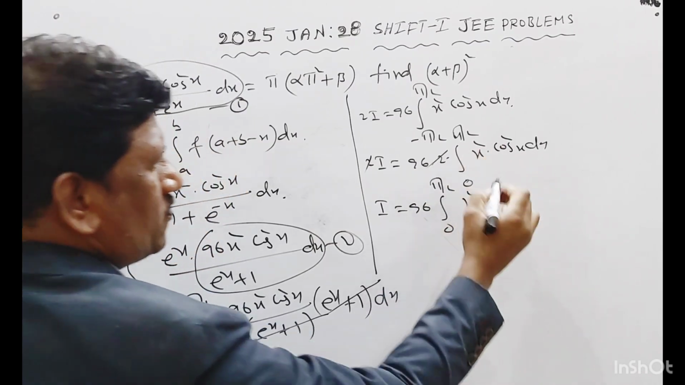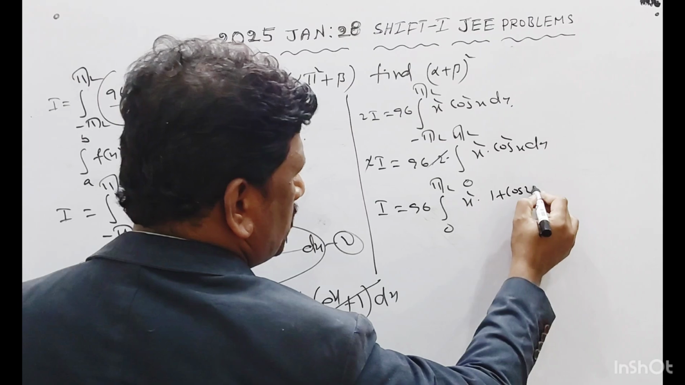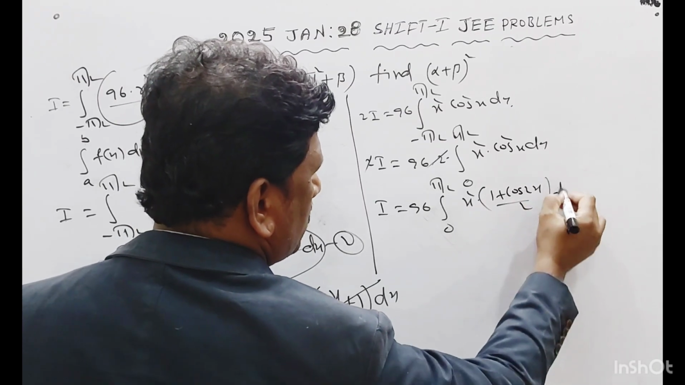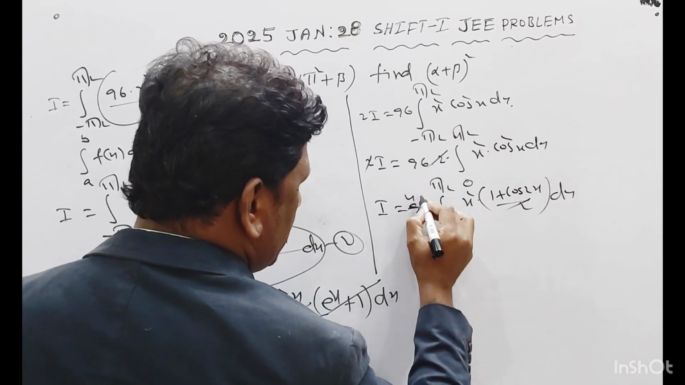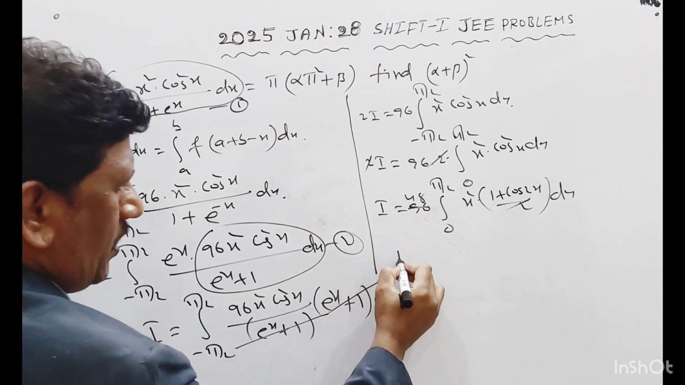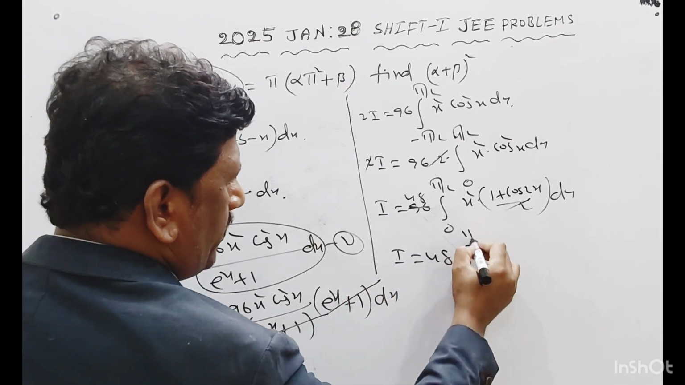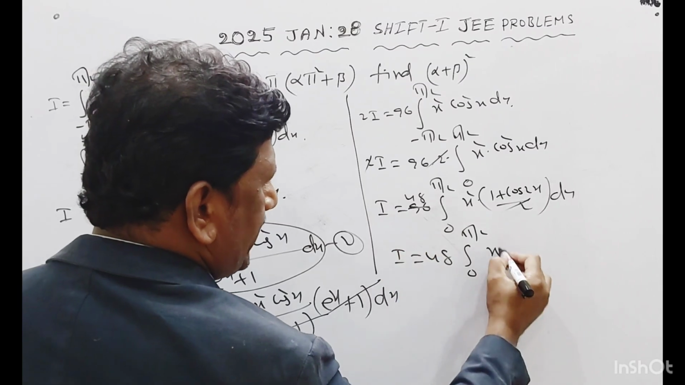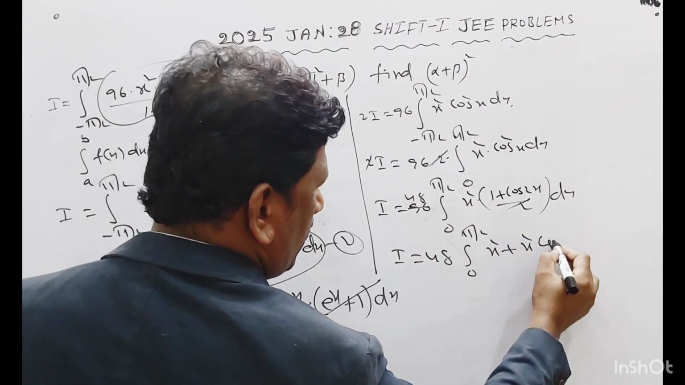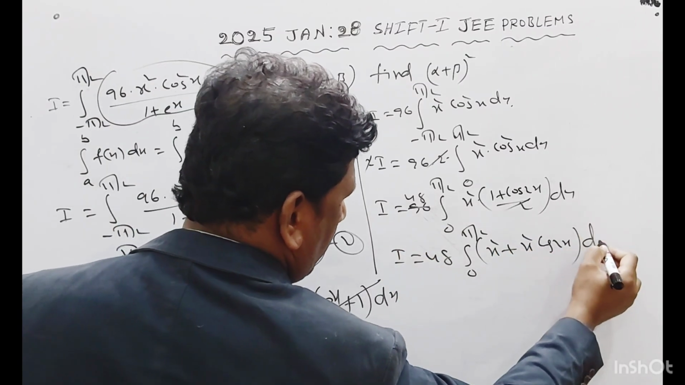We can write cos square x as 1 plus cos 2x by 2. So this 2 will go: 2 4 jar 2 8 jar 48. So here I is equal to 48 into integration of 0 to pi by 2, this value will be x square plus x square cos 2x dx, like this will come.